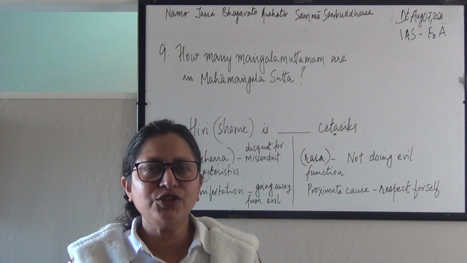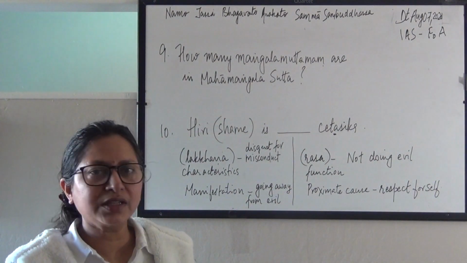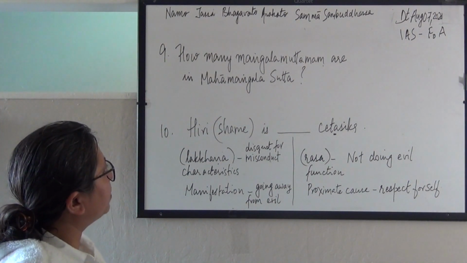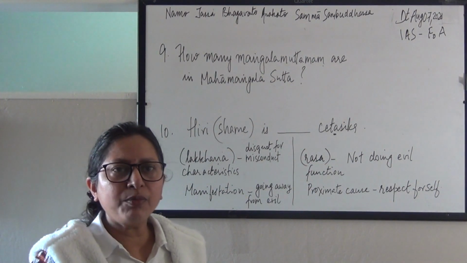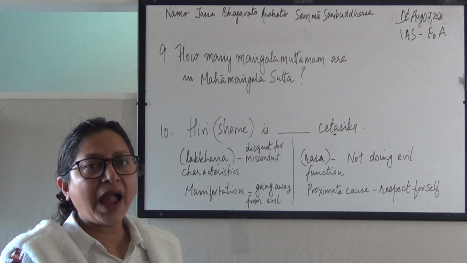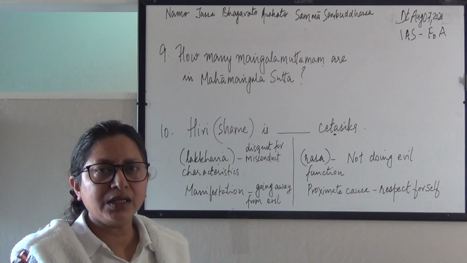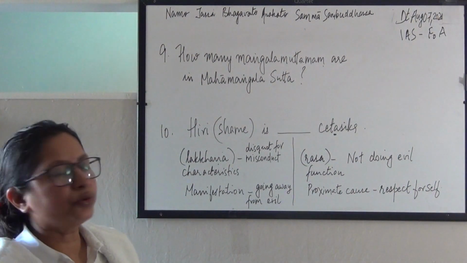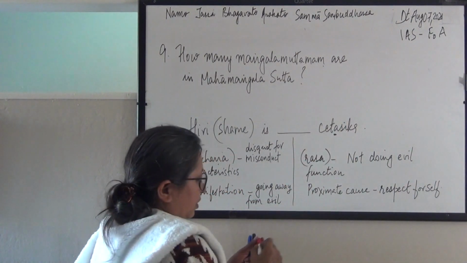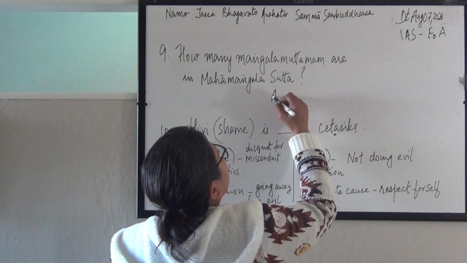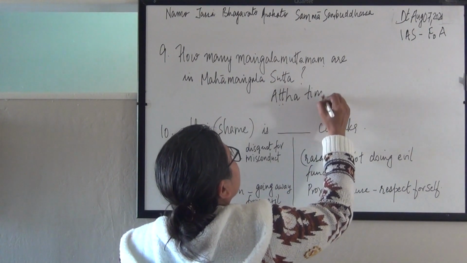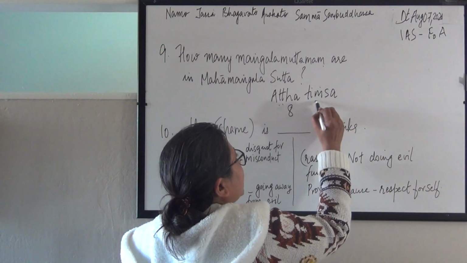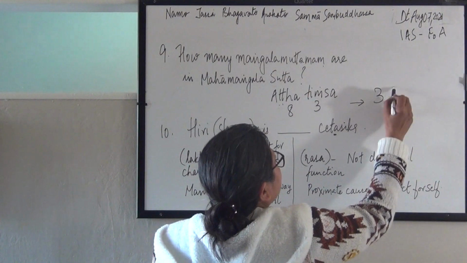So that brings us to the last section of the question answers. The 9th question is very obvious. It is how many Mangala Muttamang are in Maha Mangala Sutta. So how many quantified action points for the welfare of beings are given by the Buddha in the Maha Mangala Sutta? So there are Artha Tinsa. Artha Tinsa means 8, Tinsa means 3. So this is written as 38.